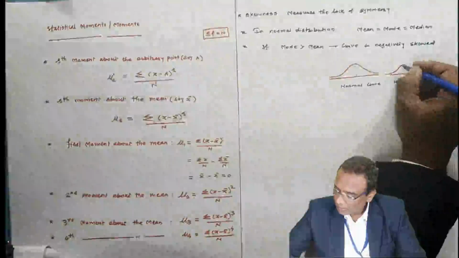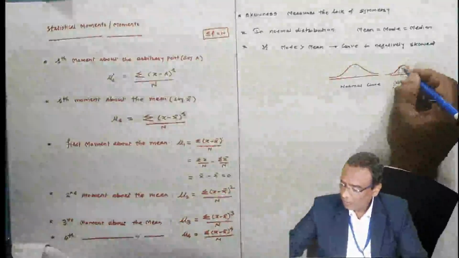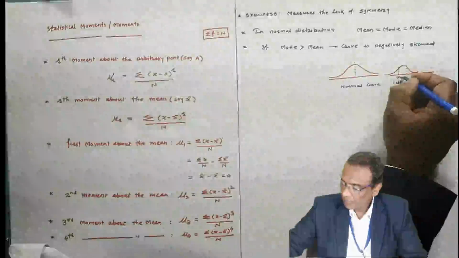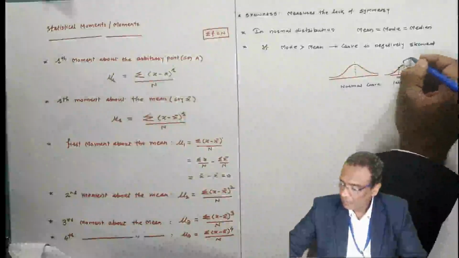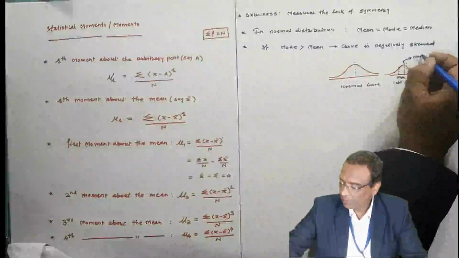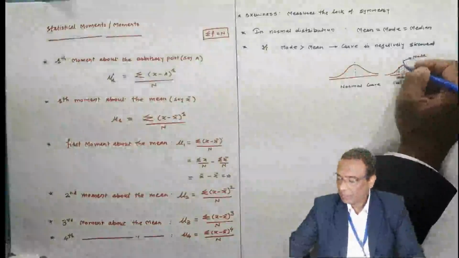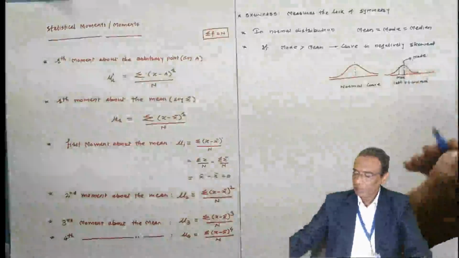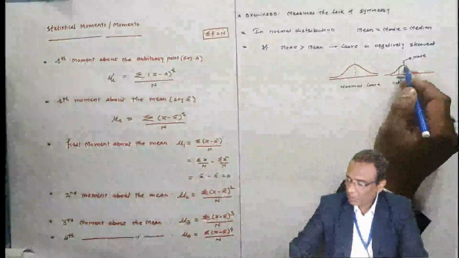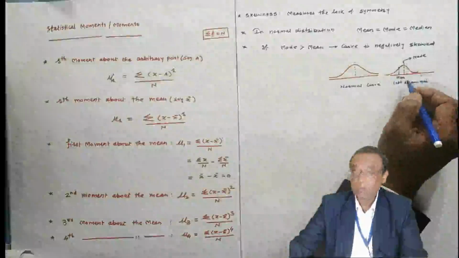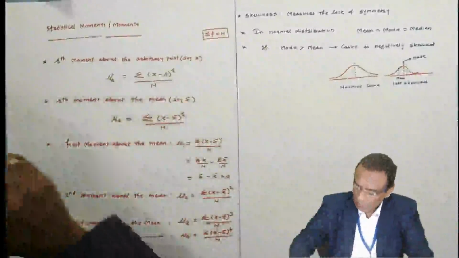Now, here at this point we have the mean of the data, and this is the median of the data. This is the mode of the data, and the median will lie between the mean and the mode. Here the mode is greater than the mean. The data is negatively skewed, meaning on the left hand side it is skewed.